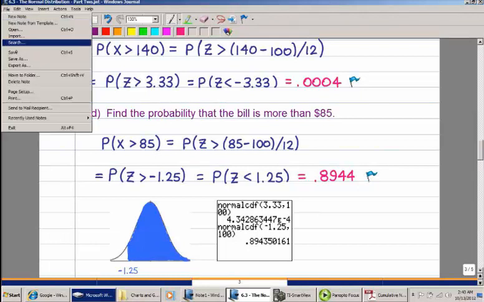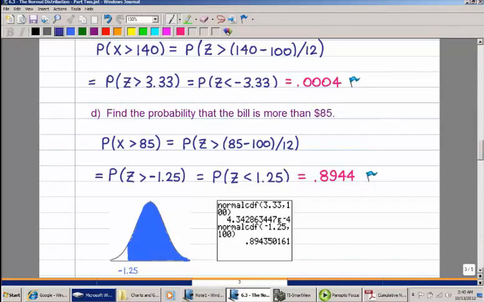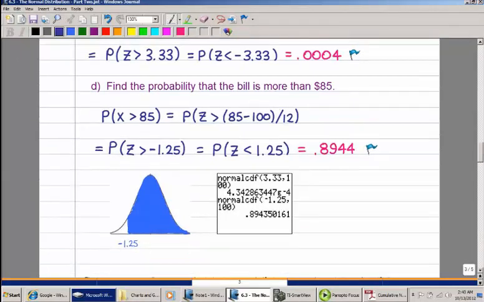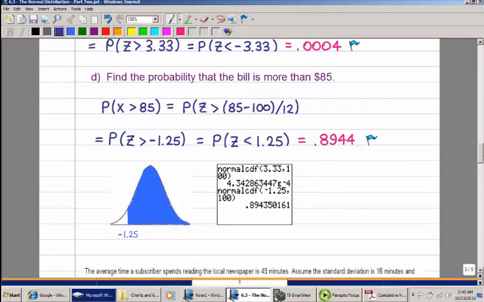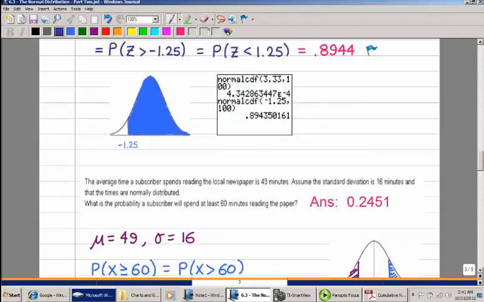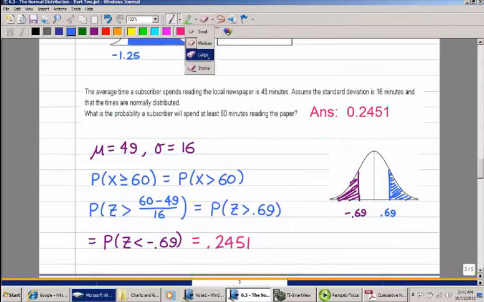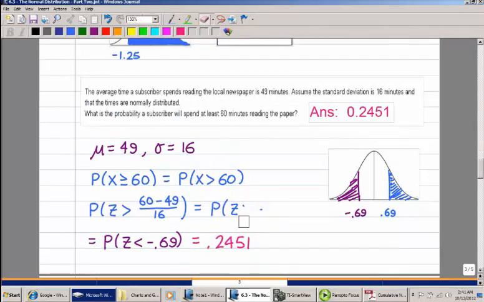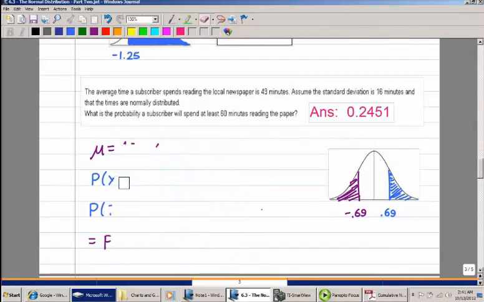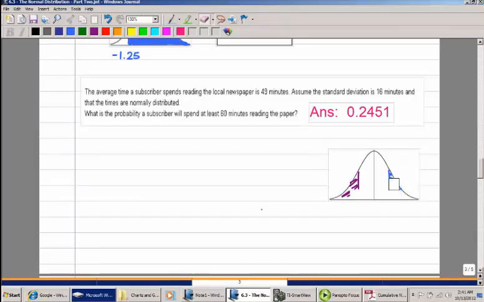All right, so let's move down to the next one. Make that a little darker here. I'm going to erase this one and work it out. Get rid of my picture here.